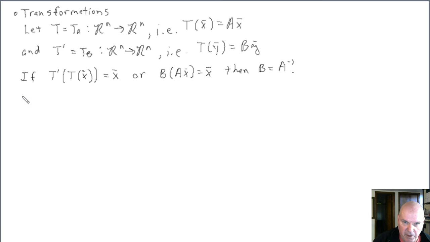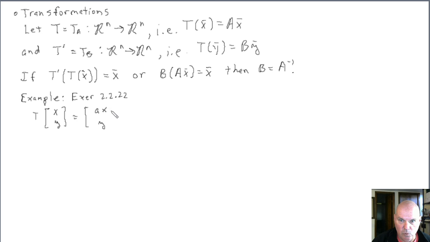Which provides a geometric way to actually find an inverse matrix. And so probably best illustrate that with an example. We'll use exercise 2.2.22 here. The particular example was called X expansion. So we're given the vector in 2 dimensions x, y. The transform vector was ax times y.